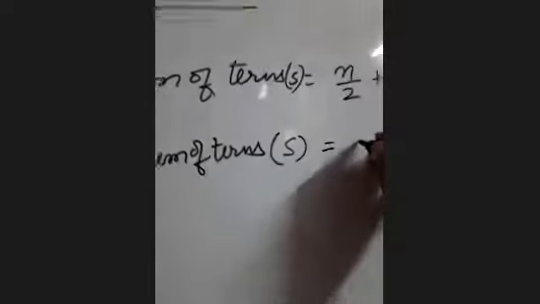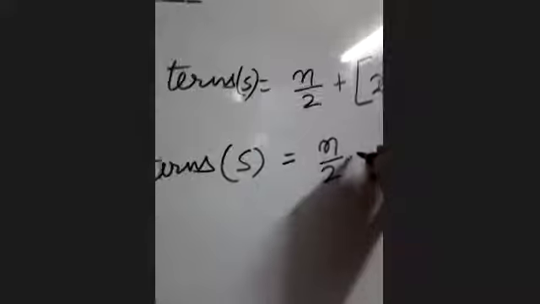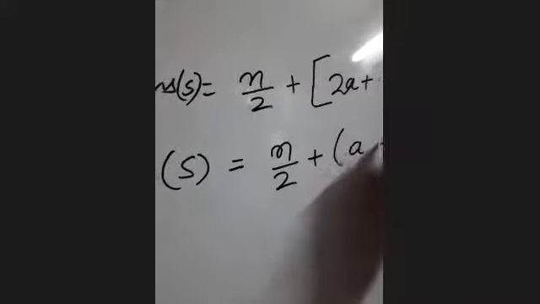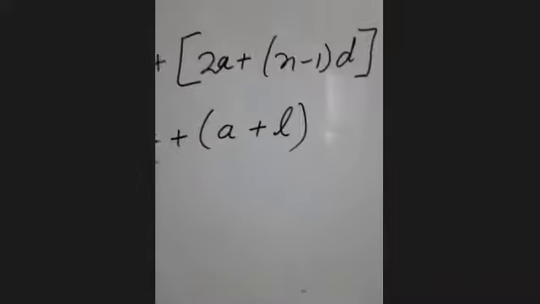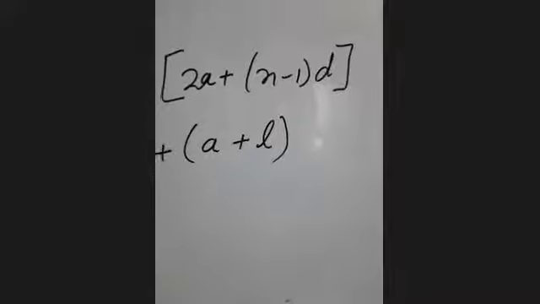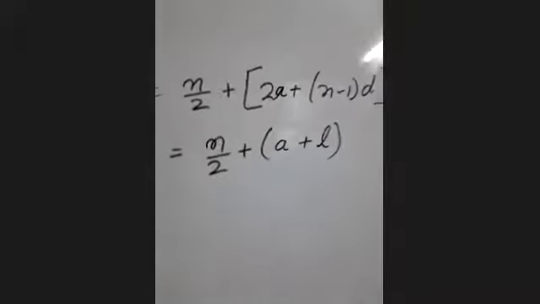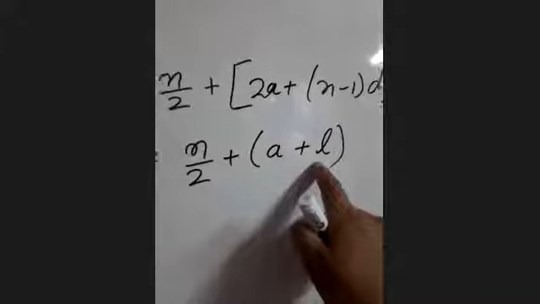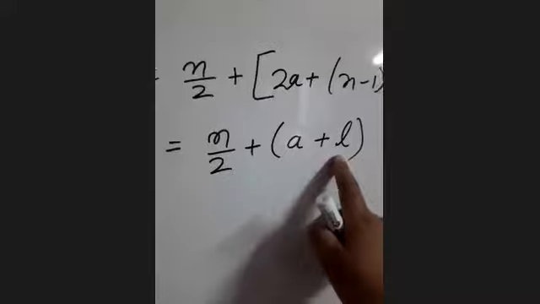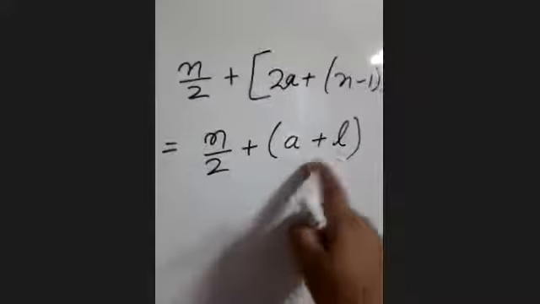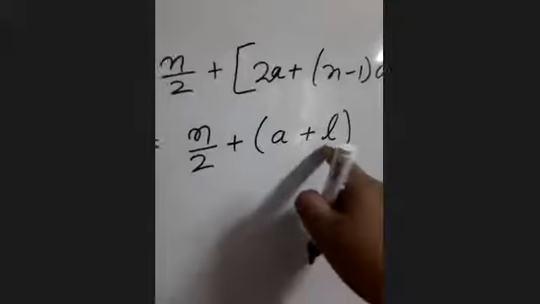So there is one more identity, sum of terms, S equals n upon 2 times (A plus L). L means the last term. If we are given the first term and the last term, and we need to find the sum of the terms, then we will use this identity, n upon 2 times (A plus L). L means last term.